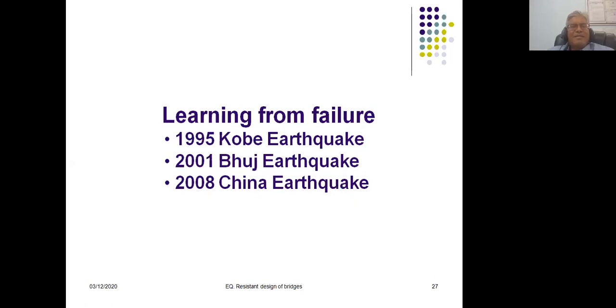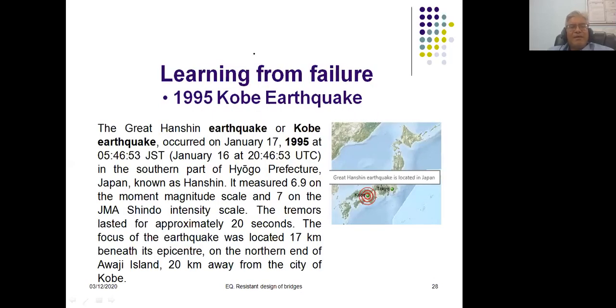So let us see the first earthquake, the 1995 Kobe earthquake. It is the Great Hanshin earthquake of Kobe, which occurred on January 17, 1995 at 5:46 Japan Standard Time, in the southern part of Hyogo, Japan, known as Hanshin. It measured 6.9 on the moment magnitude scale and 7 on the Japan Meteorological Agency Shindo intensity scale. The tremors lasted approximately 20 seconds.